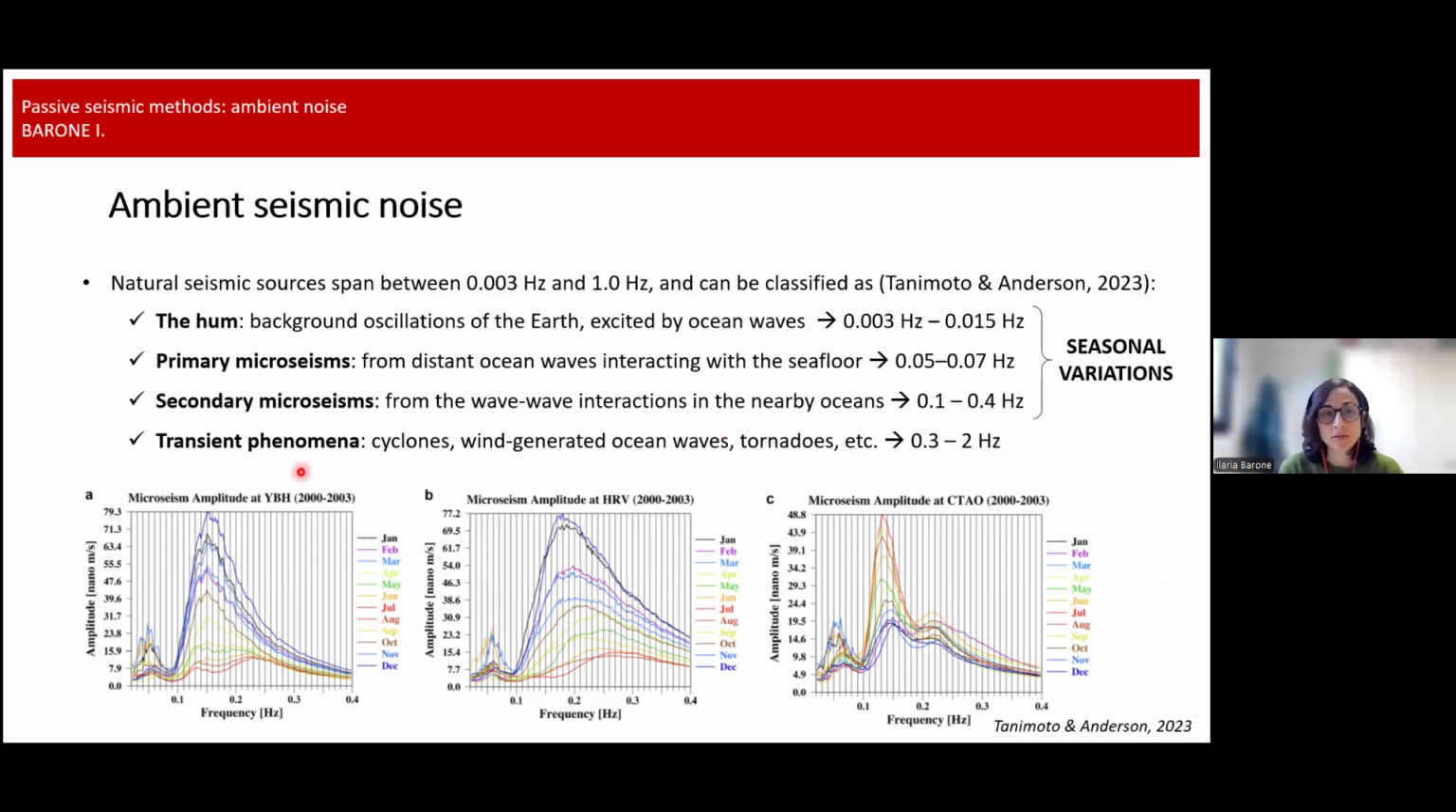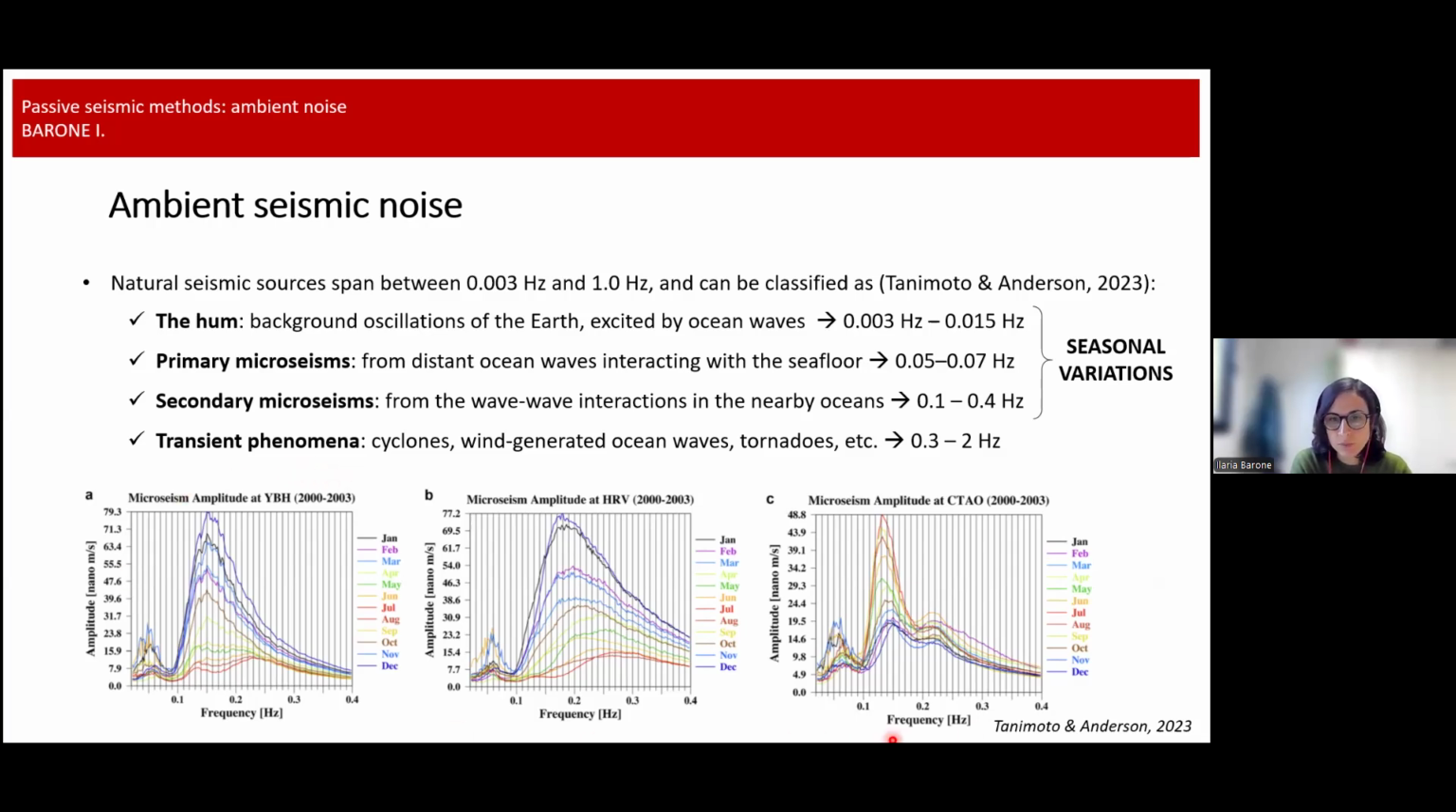And then we have the transient phenomena that include all the transient cyclones, wind-generated ocean waves, tornadoes, and so on, that could generate frequencies that are a little bit higher, even up to 2 Hertz. So we are even over the, let's say, normal 1 Hertz limit for the natural sources.